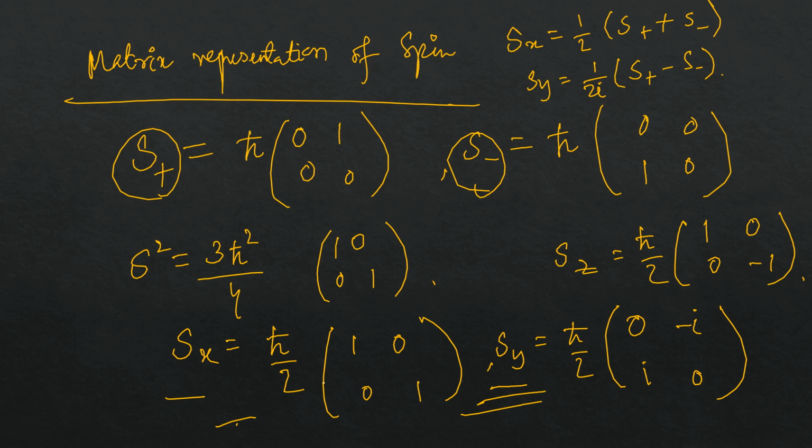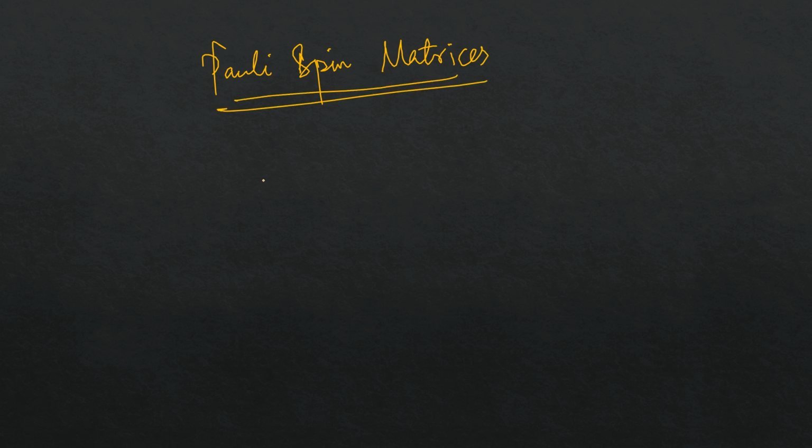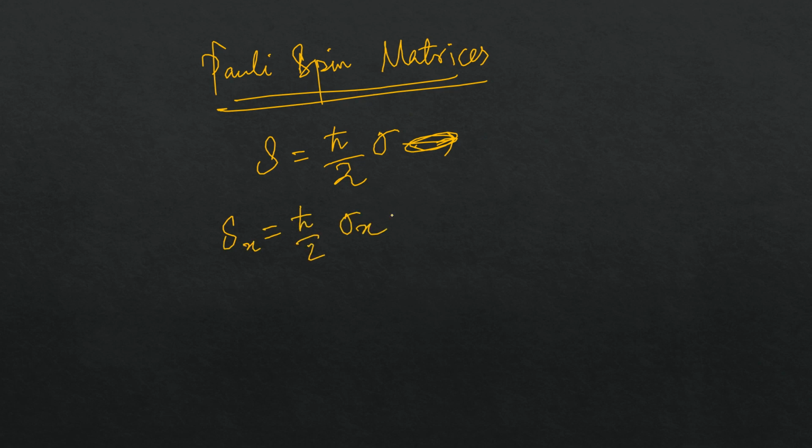Alright. So what are Pauli matrices? Pauli spin matrices. Pauli spin matrices are defined by S is equal to h cut by 2 sigma. This sigma is your Pauli matrix. Okay. So Sx will be what? H cut by 2 sigma x, which is equal to h cut by 2 times the matrix we have written in the previous slide.